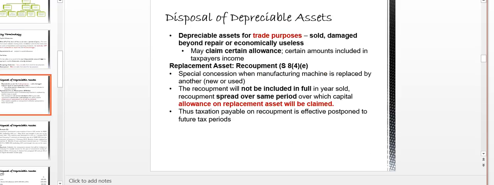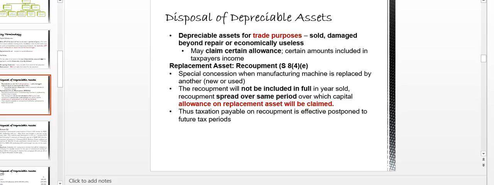So depreciable assets for trade purposes, either sold, damaged, or which are economically useless, you may claim certain allowances on this. So if you make a recoupment, in other words, when you make a gain in the sale or disposal of an asset, then you qualify for the Section 84E recoupment allowance.